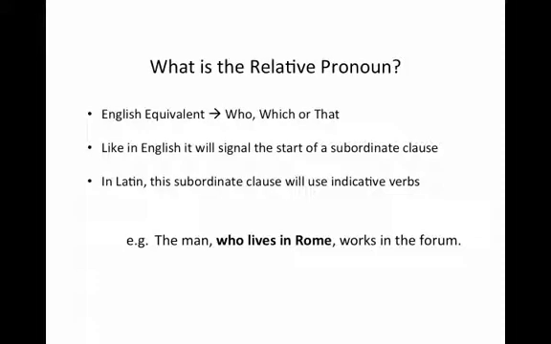So if we look at the bottom here: the man who lives in Rome works in the forum. So "who lives in Rome" is our subordinate clause, started by our relative pronoun "who." And this whole clause tells us something about the man. So really, this whole clause is acting kind of like an adjective, telling us a little bit more information about what it refers back to, also known as its antecedent, the man.